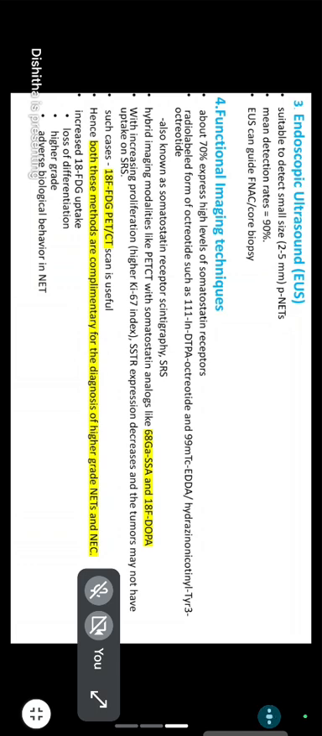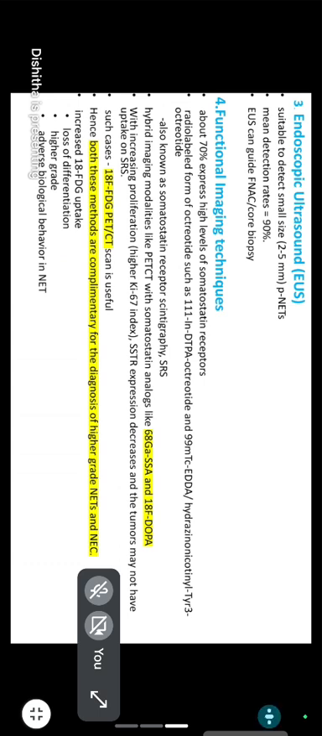EUS guided. The next one, which is special to this, is the functional imaging status. This is based on the principle that 70% of the PNETs express high levels of somatostatin receptors. So that's why we use somatostatin receptor scintigraphy over here. In recent days, even hybrid imaging modalities, where we combine PET-CT with somatostatin analogs like 68 gallium SSA or 18F DOPA scans, are used.